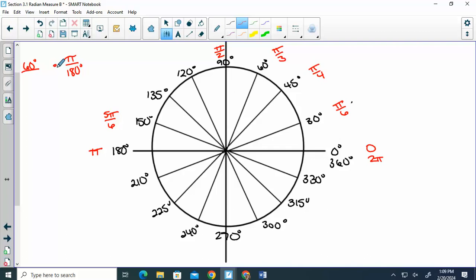So 135, this would be like pi minus pi over 4. So 4 pi over 4 minus 1 pi over 4 is 3 pi over 4.